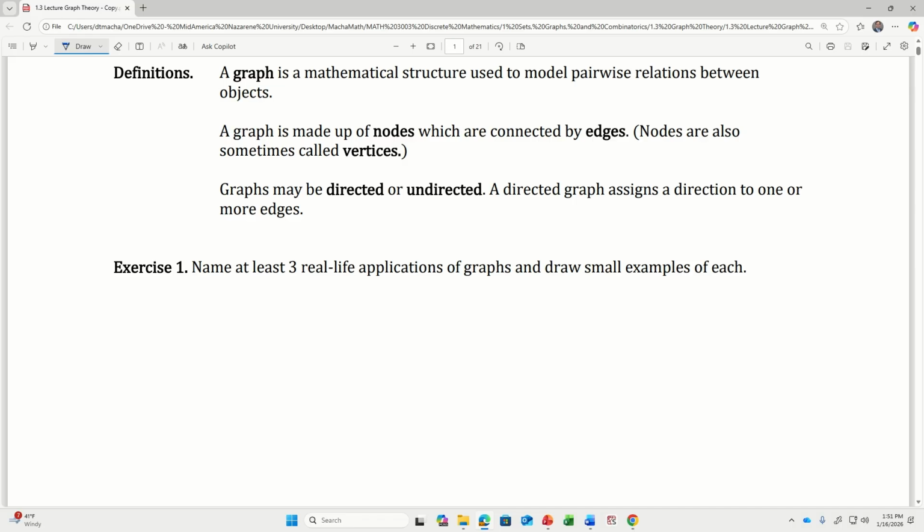Graphs may be directed or undirected. A directed graph just assigns a direction to one or more edges. Exercise 1, name at least 3 real-life applications of graphs and draw small examples of each. So one application of a graph might be a map of train stations.